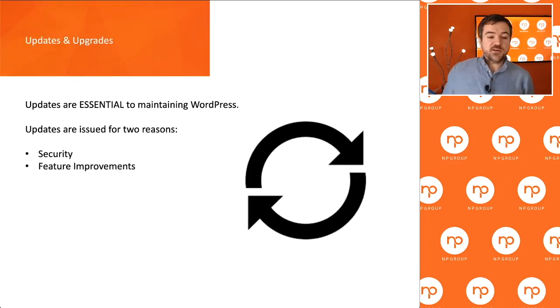Updates and upgrades, major topic with WordPress. It's essential. This is not even debatable. You have to run updates and upgrades. There's two reasons why upgrades come out. Number one, security concerns. If something is out there and there's a vulnerability, the plugin, the theme, or the core is going to issue an update. And the second reason is feature improvements, much like all sorts of other software.